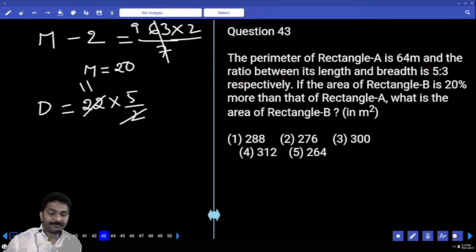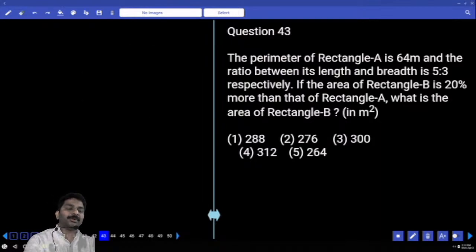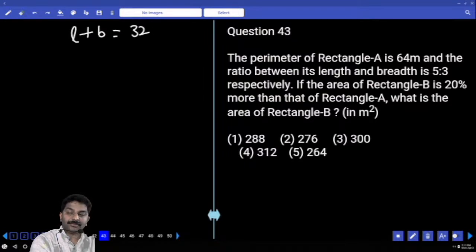The perimeter of rectangle A is 64. Then 2 times of L plus B is 64. Then what is L plus B? 32. Length and breadth are in the ratio 5:3. Total how many parts do we have? 8 parts is 32. Each part 4. 5 parts 20. 3 parts 12.